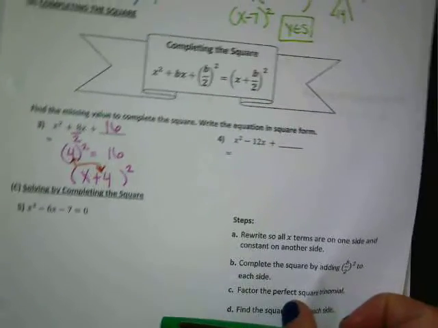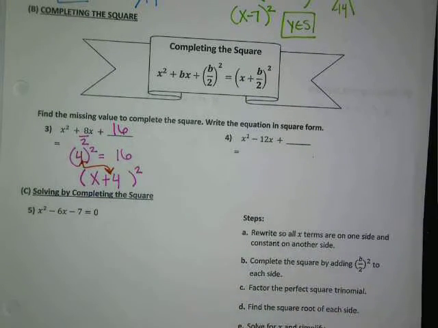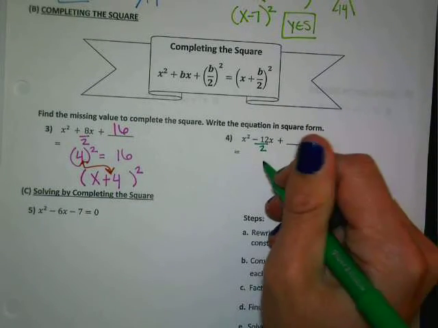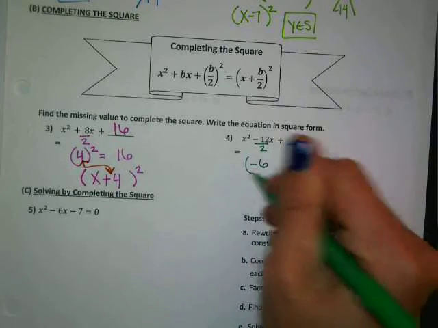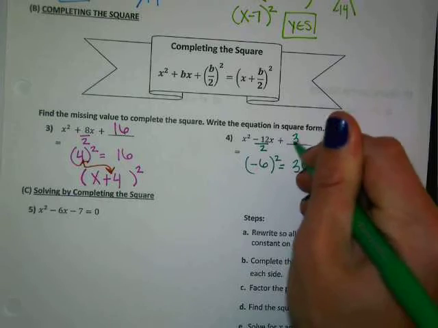Alright, so let's do number 4. For number 4, when I'm trying to come up with my magical number that will make this a perfect square, what's the first step? Divide by 2. So what's negative 12 divided by 2? Negative 6. Very good. And then what do? Square it. What's negative 6 squared? It's positive 36. Yes.